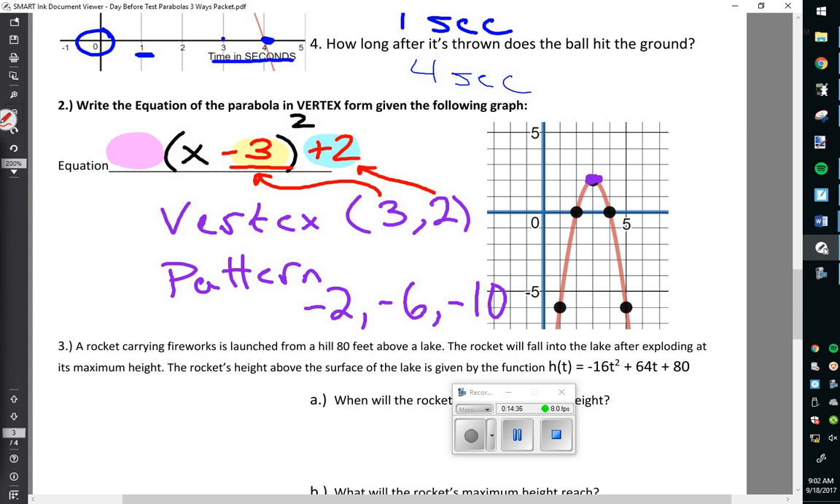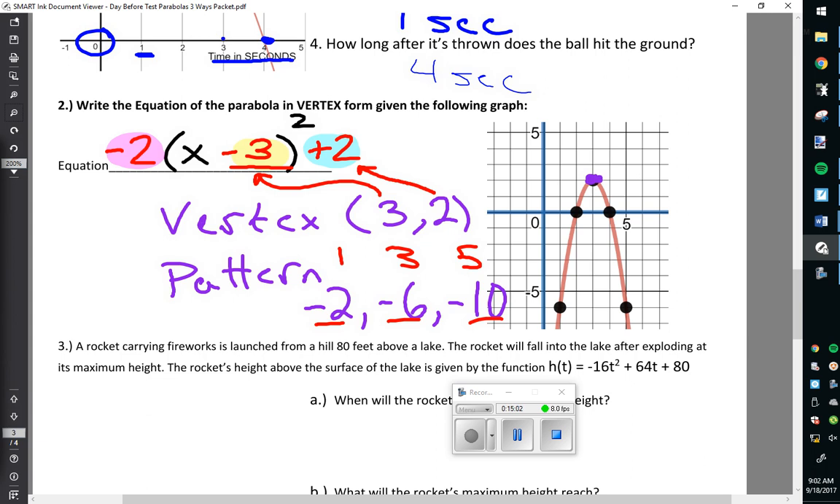And then in front, we need to put our a value. Remember, the a value is the number we multiply our pattern by. Normally it's 1, 3, 5, but here our pattern is -2, -6, -10. So what did we do to go from 1, 3, 5 to -2, -6, -10? We multiplied our pattern by -2. That is the parabola. That's the equation of my parabola.